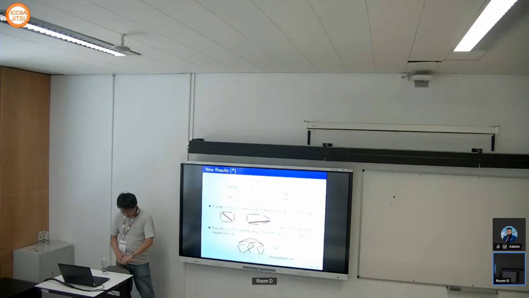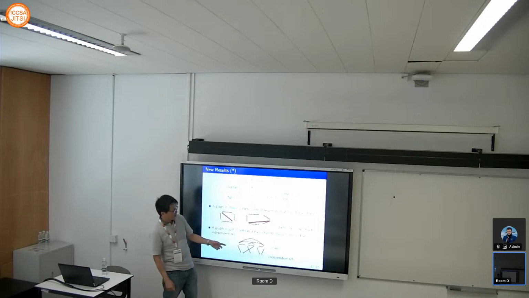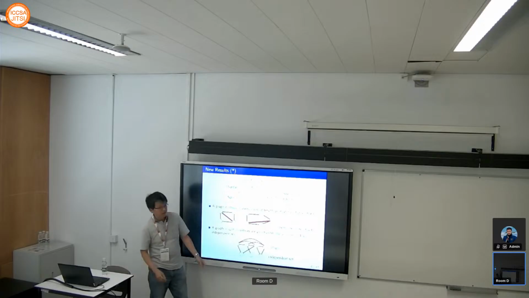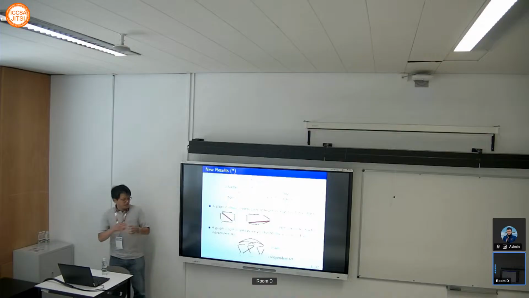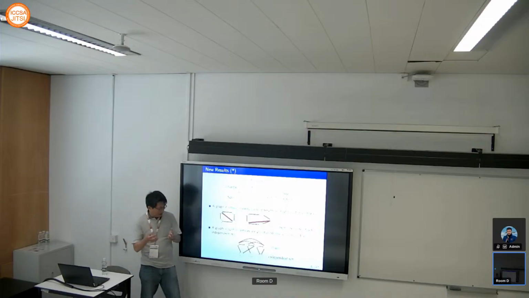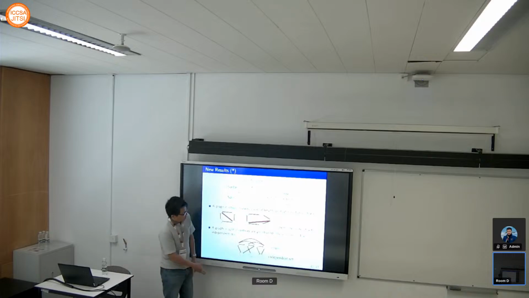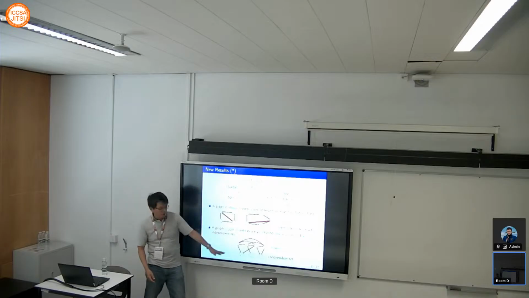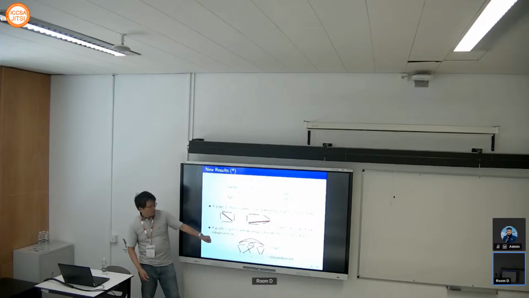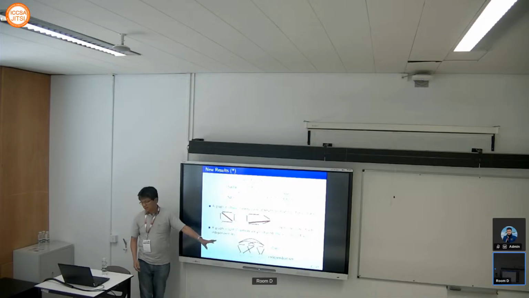And a graph is split if its vertices can be partitioned into a clique and an independent set. The clique is this part, and the independent set is a set of vertices in which there is no edge between any two vertices. So this graph is a split graph, and the upper part is a clique, and the bottom part is the independent set. So we can partition the vertices like this figure. So this is a split graph.